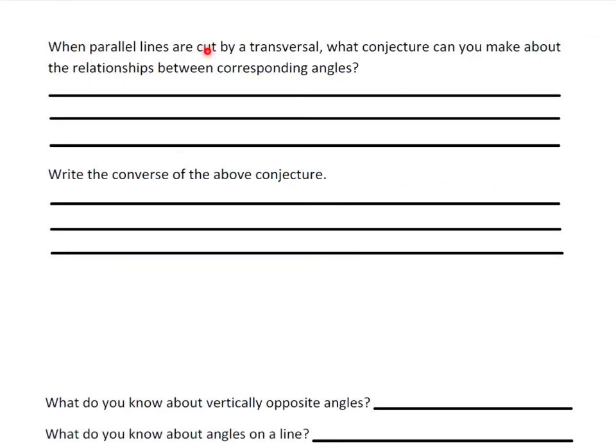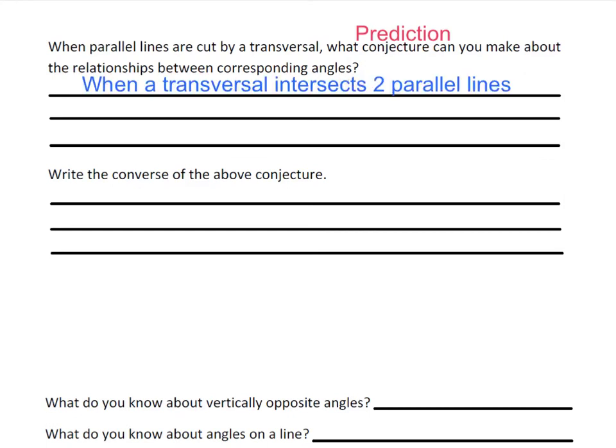When parallel lines are cut by a transversal, what conjecture can you make about the relationship between corresponding angles? Take a minute and think about this. Conjecture means prediction. So basically, when a transversal intersects two parallel lines, corresponding angles are equal.